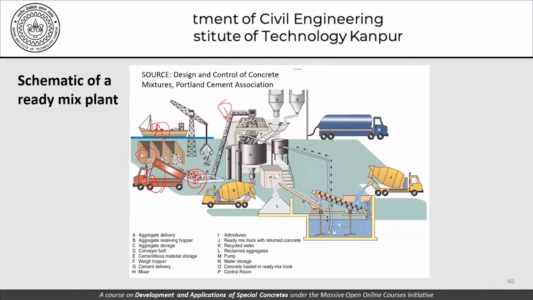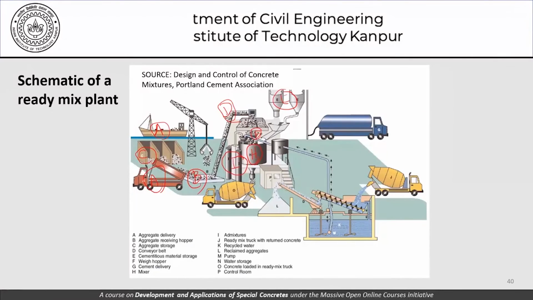F is my weighing hopper where the aggregate is weighed and fed into this mixer H, which is the actual concrete mixer. Now obviously H is not alone. You have to have other things going into this mixer, and E here is the cement. The cement is being fed into the mixer from here after being properly weighed, and I here is the admixtures being added to the mixer.